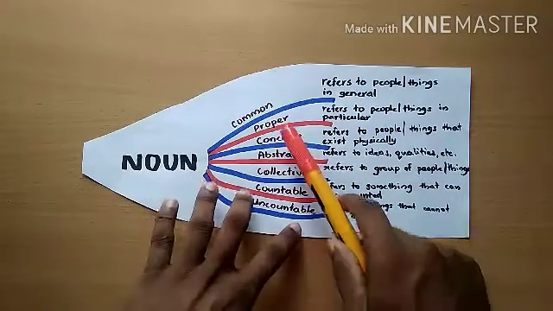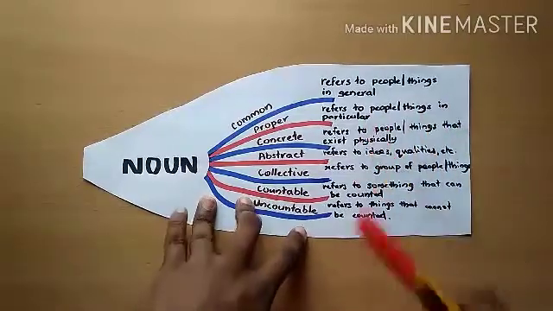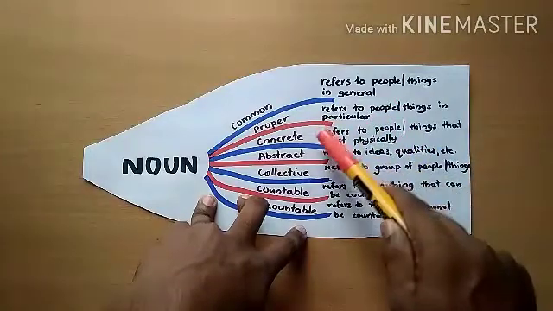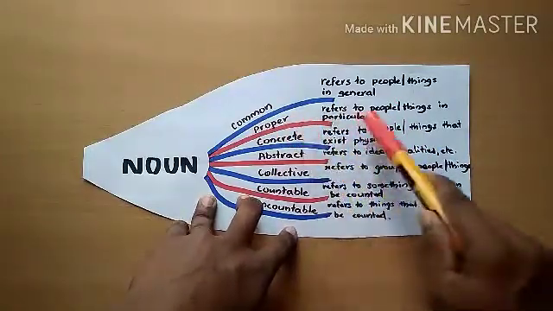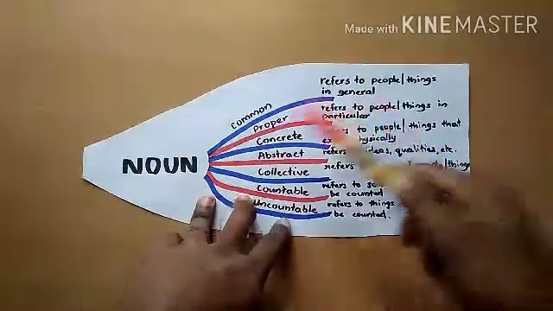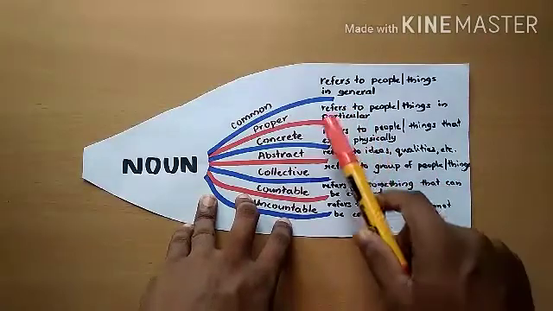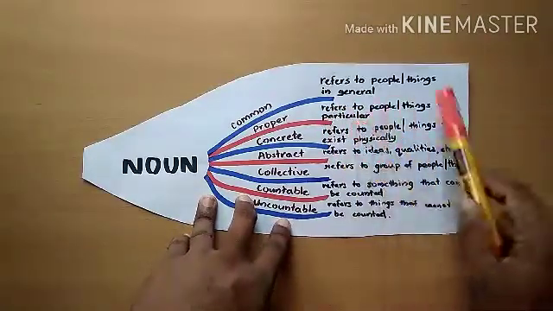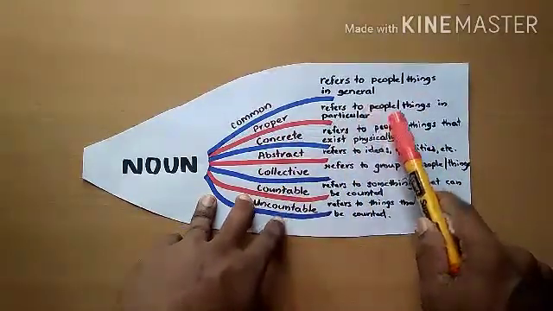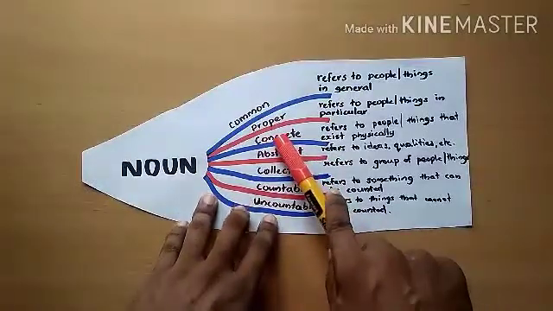Then we have something called proper noun, which refers to people or things in particular. If we specifically point out someone, we say it's a proper noun. Just like you call the names of certain people, like maybe as I have mentioned earlier, Ram and Sita, or all those things. So we are referring to people or things in particular, we consider that noun as a proper noun.